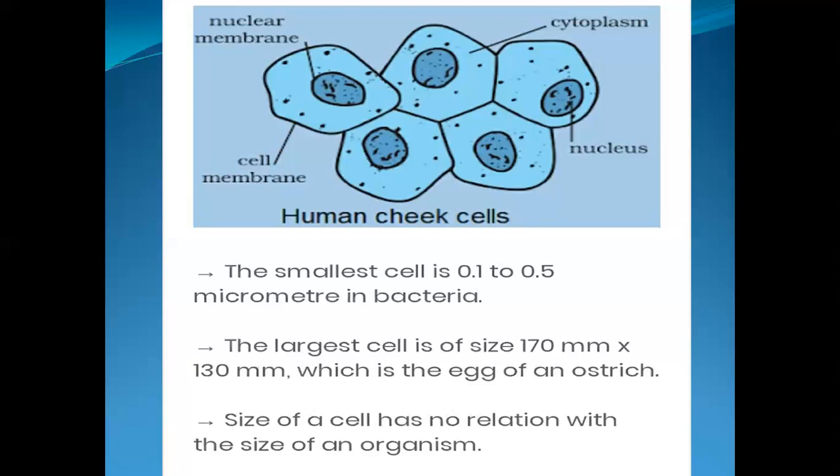The basic structure of a cell is the same, and the size, shape and structure depend upon the function. If we compare one type of cell of one organism, it will always be the same as that type of cell of another organism.